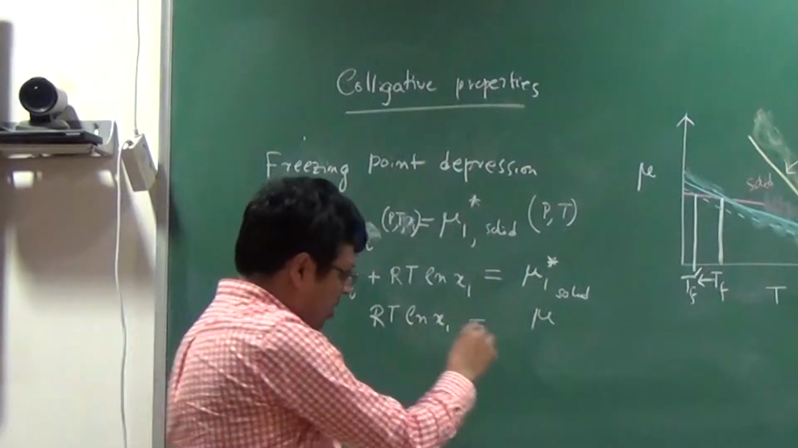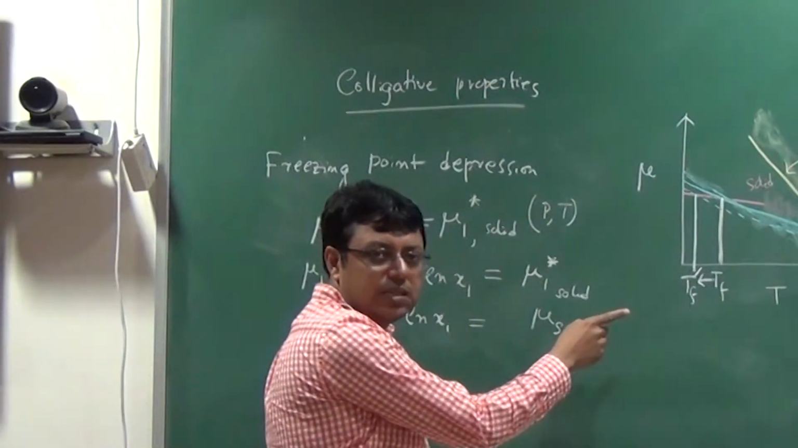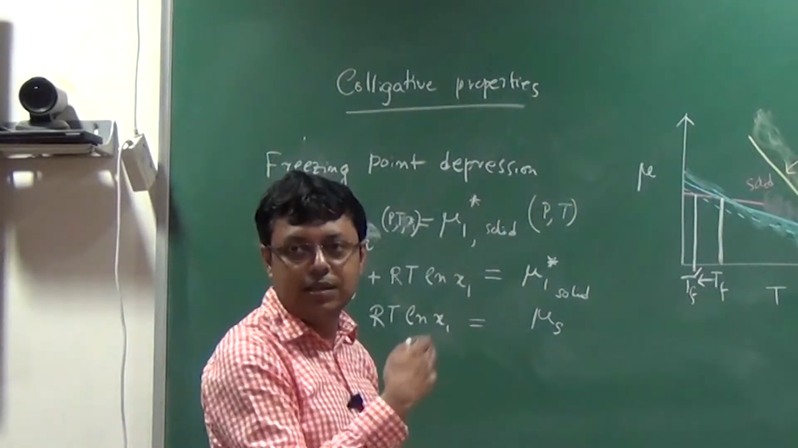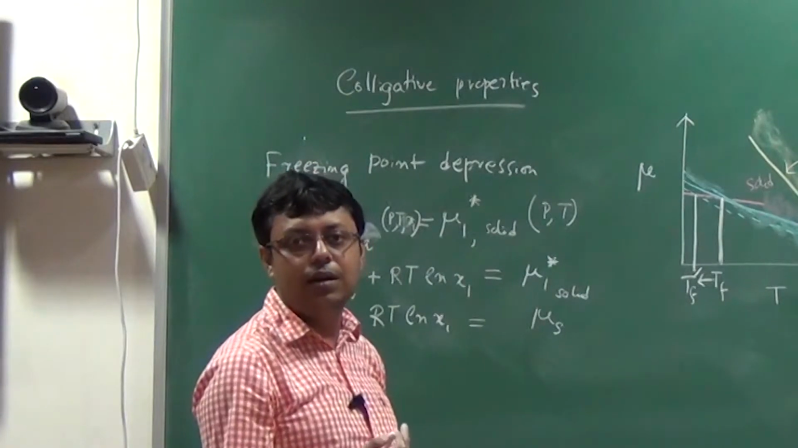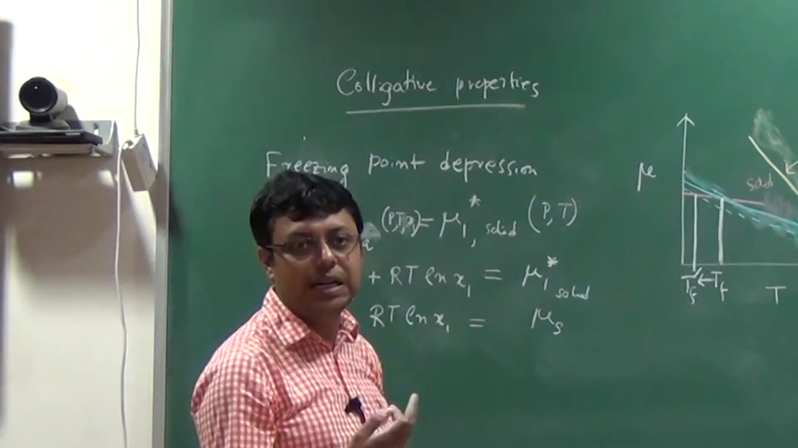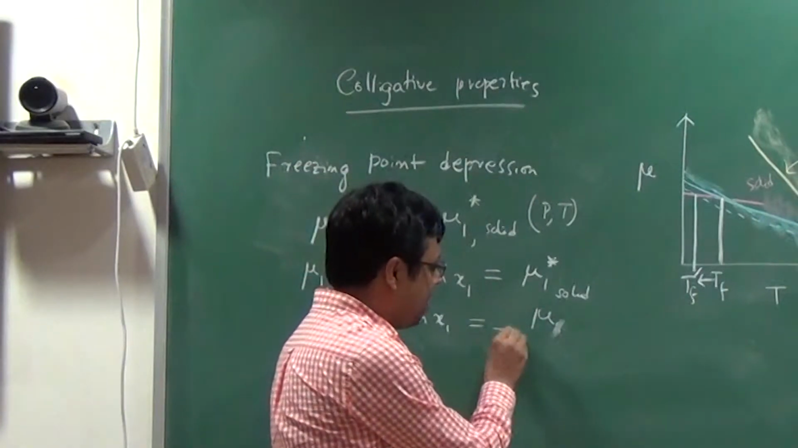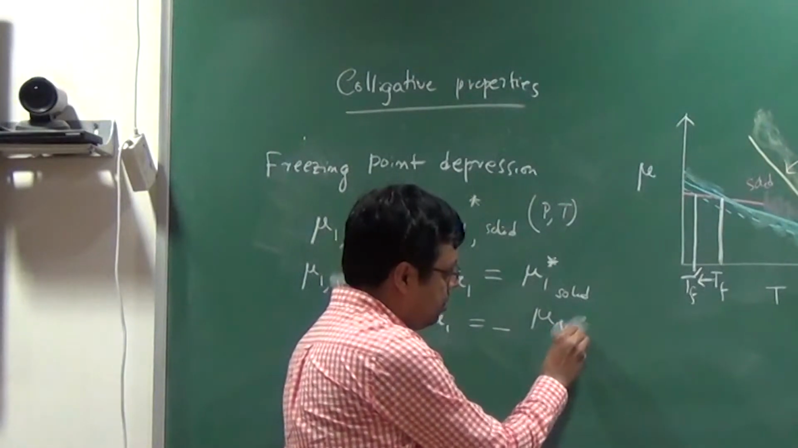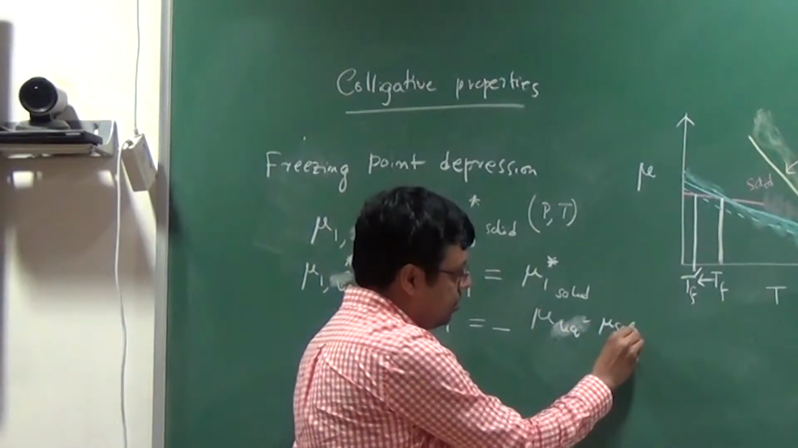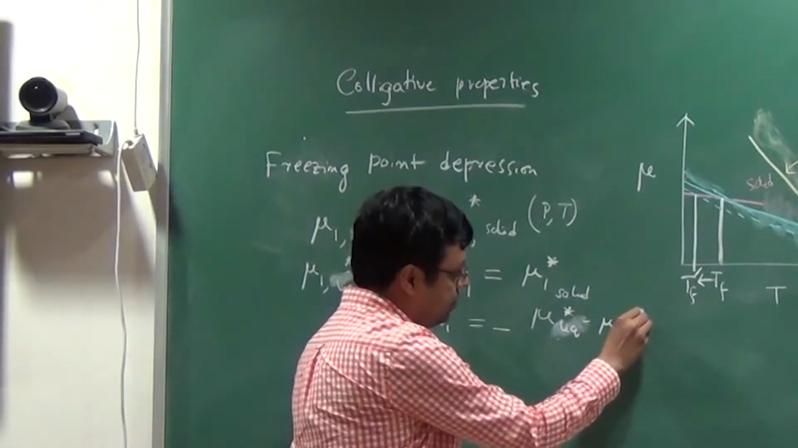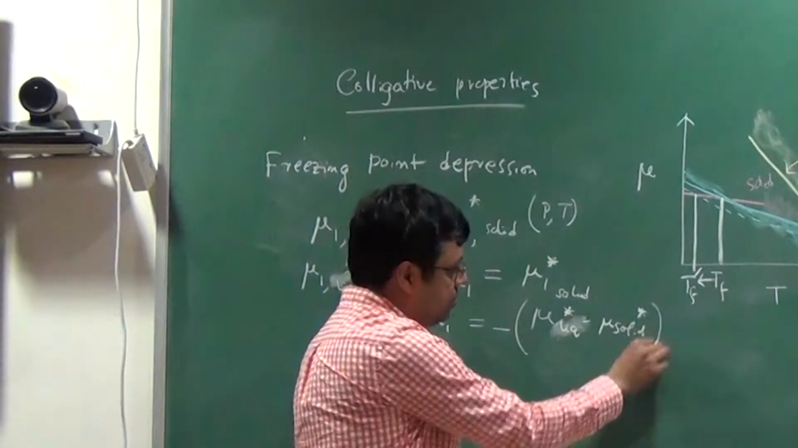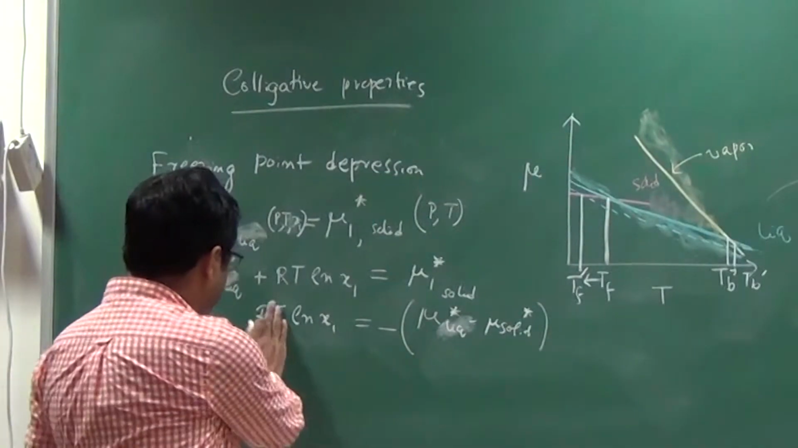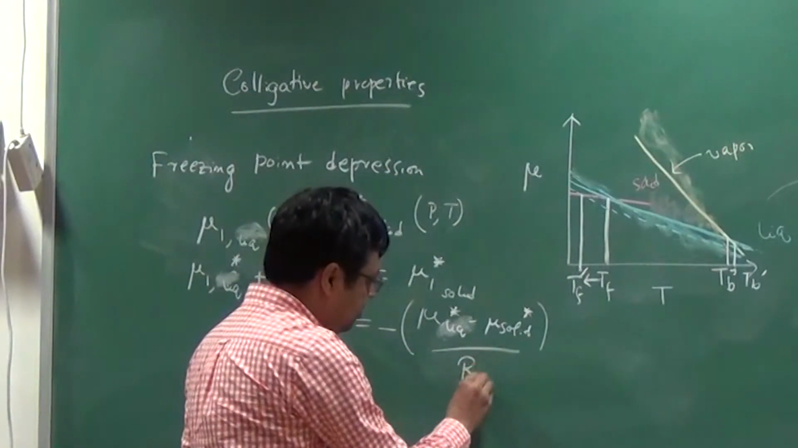Mu solid minus mu liquid, but solid minus liquid is what? It's freezing, final state minus initial state. But I want to write it the other way because I'm talking about melting. So I can write it as mu liquid minus mu solid. These are all mu star. Clear? Okay. So now I divide by RT.